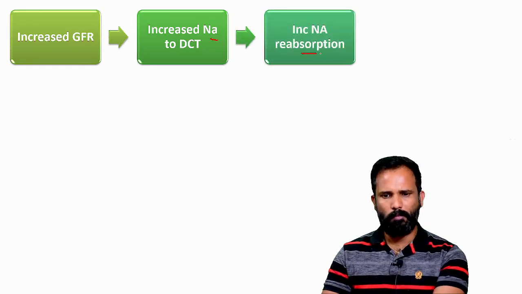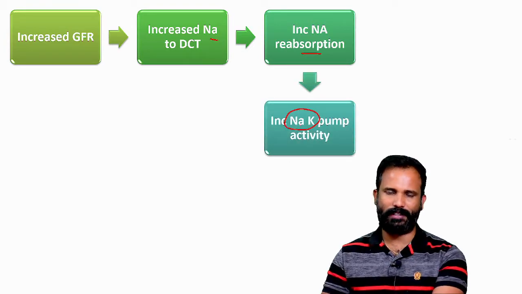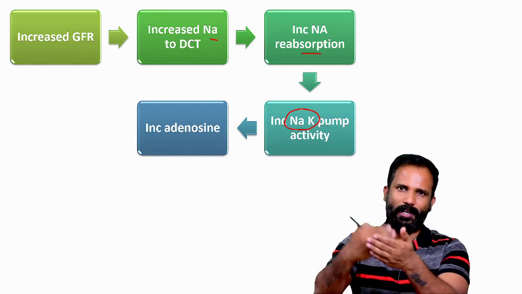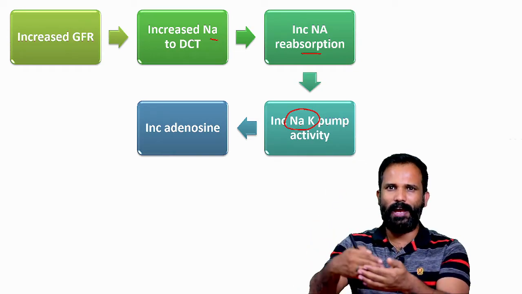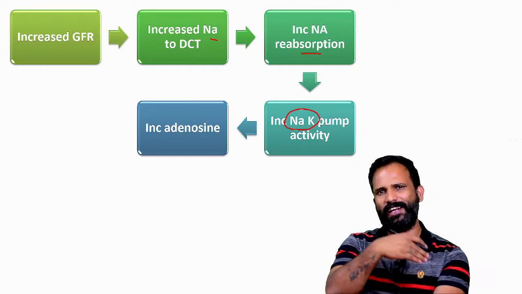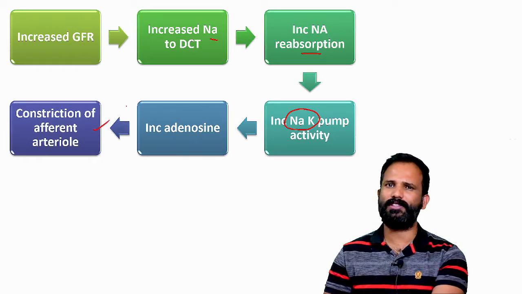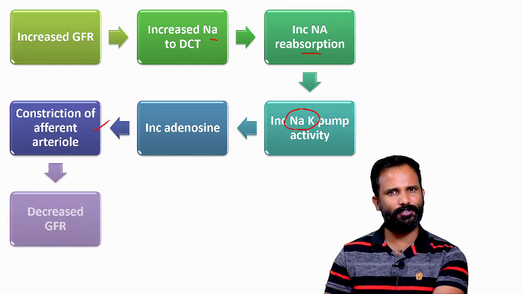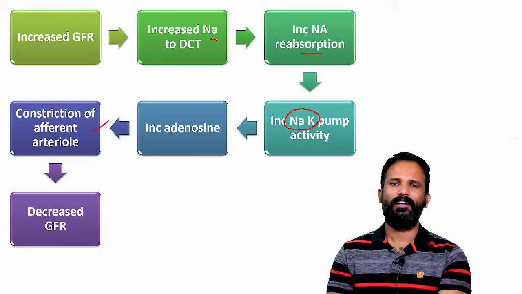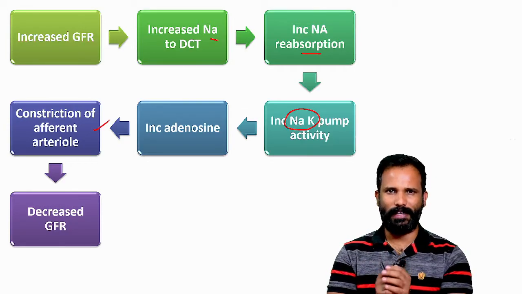So there is more sodium reabsorption. How does it occur? By sodium potassium pump activity. So more ATP is utilized. ATP is broken down into ADP, AMP and adenosine. I already mentioned adenosine is a dilator everywhere but a constrictor here. So the afferent arteriole is constricted, so blood flow is reduced, so GFR is reduced. In this way, GFR is regulated by the tubuloglomerular feedback mechanism.